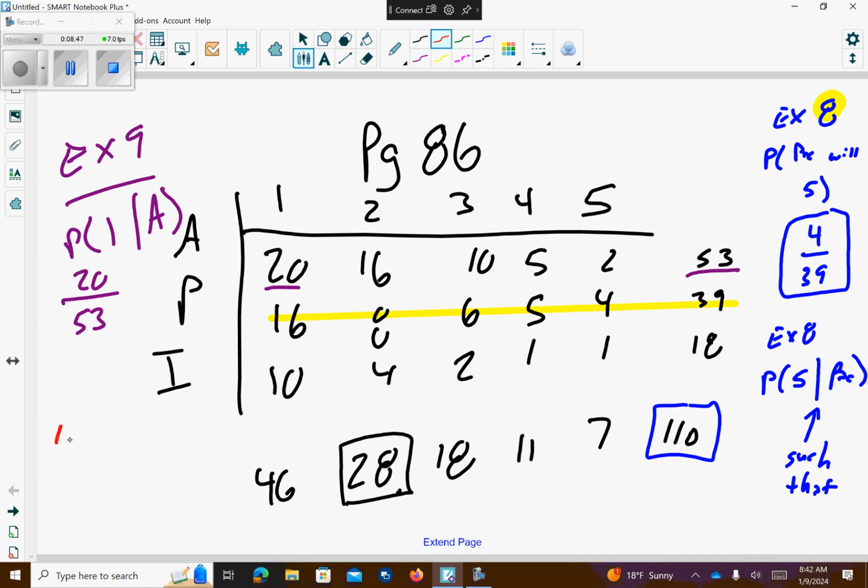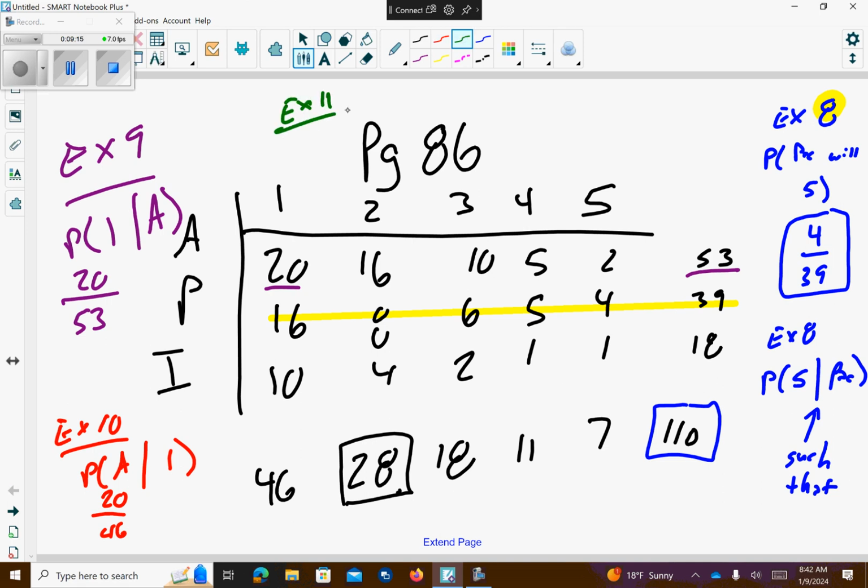Okay, example 10. They wanted to say probability of Atlantic such that Category 1. So how many Category 1 hurricanes are there? There's 46. How many of them happen to be in the Atlantic? 20. Okay. Then example 11's running out of colors. Got to go to my fancier colors.